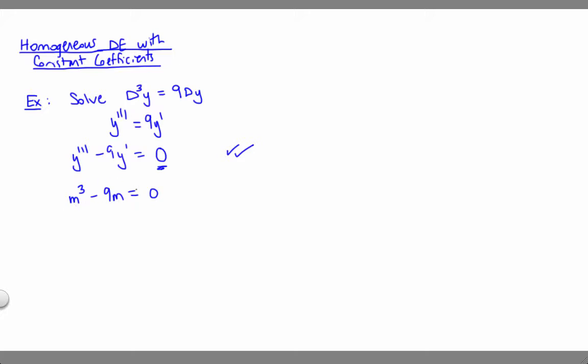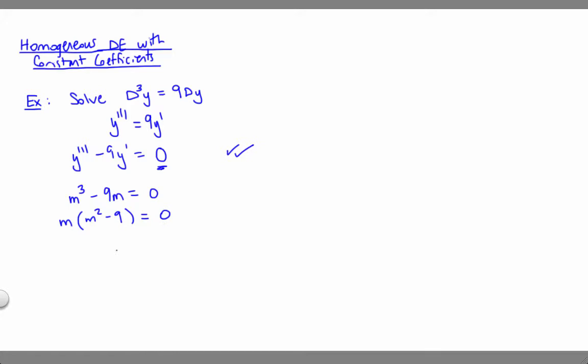So here's our auxiliary equation, and we can either factor this or use the quadratic formula. Well, notice especially when there's a higher power of m in the equation, often it's a matter of looking at your two terms and seeing if there's any common factors that can be pulled out. So in this case, we could pull common factor m out of those two terms, and that way we could factor the left side of the equation as m times m squared minus 9. Okay, so that's equal to 0.